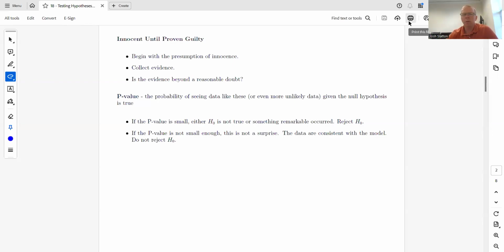So continuing on with chapter 18. We're on page 2, about in the middle of the page. And we were talking in the last video about hypothesis testing. And this works with categorical or quantitative variables, and we'll see problems with both.